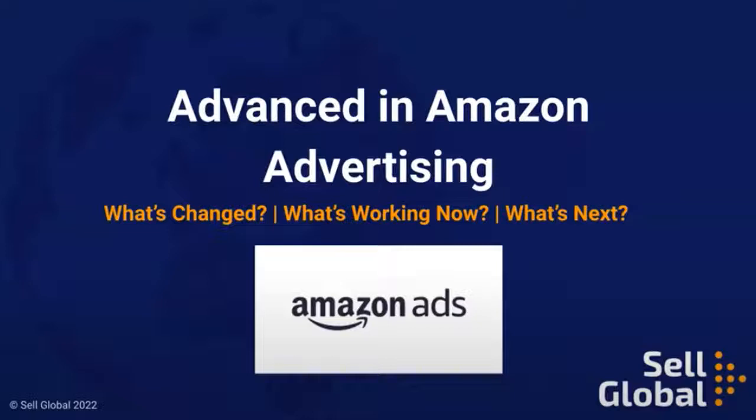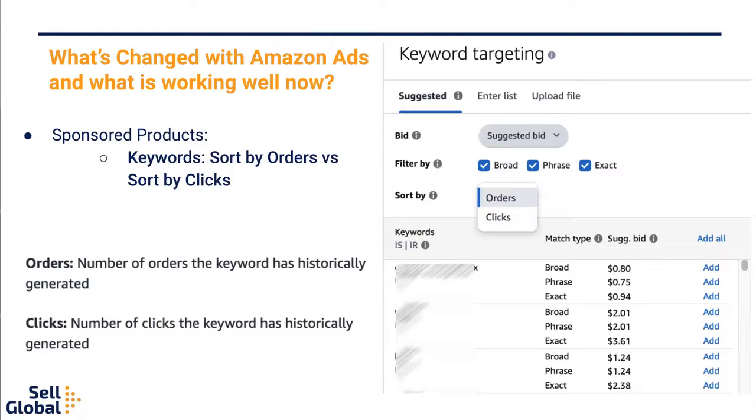Some of the new things we've been treated to over the last year, I guess. This is relatively new. When we're setting up a keyword campaign for sponsored products, there's a little box which allows you to sort by orders or sort by clicks. This is looking at the historical data that Amazon's got, and it can show you which of these particular keywords that you could target has historically generated a lot of clicks or a lot of orders, depending on your strategy. You might be going for lots of orders, or you might be going for visibility, so you just want to get more people to your listing. So you might actually set up a different campaign where you're targeting clicks in that instance.